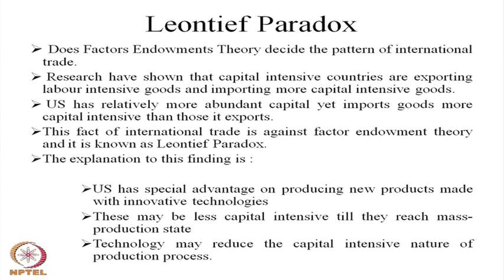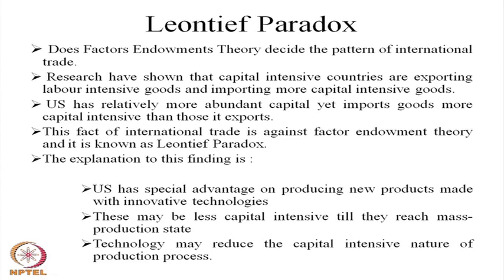Factor endowment theory says that the capital intensive country should produce capital intensive goods and export them, and the labor intensive country should produce labor intensive goods and export them. But in the US context in 1948, Leontief found that despite being a capital intensive country, the US is importing capital intensive goods. So, what are the factors behind it? Why is the US, as a capital intensive country, importing capital intensive goods and services? What is the reason behind it?